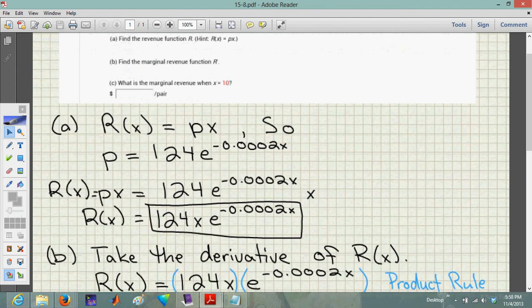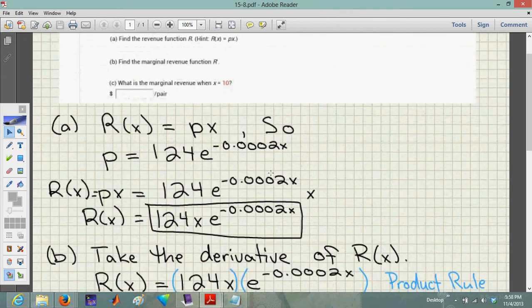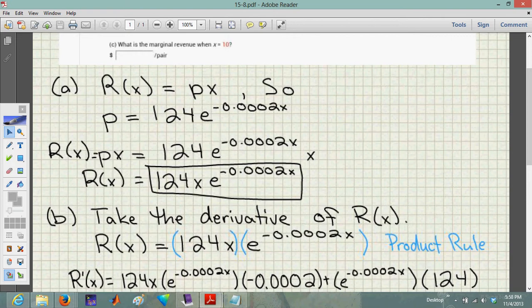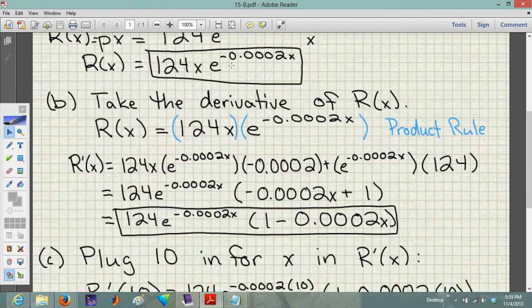So I'll do that. If R of x equals p times x, I'm just going to multiply this times x. And to make it look a little bit cleaner so I don't have that x floating over there, I'm just going to bring that x in. So when I finally write it out, I'm going to get that the revenue function is 124x e to the negative 0.0002x. Okay? So that's it. We just multiplied what they gave us times x. That's not too tricky.